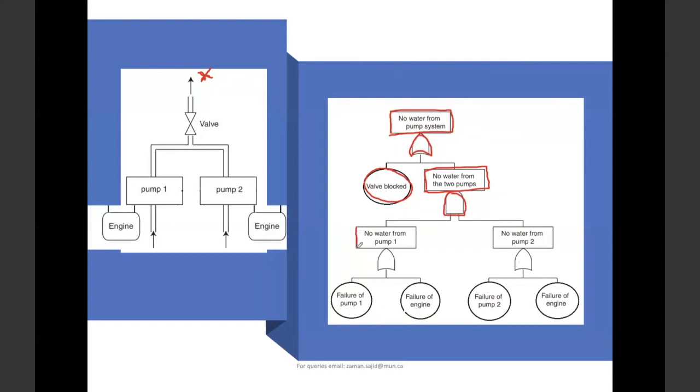And I can further classify these events, no water from pump one and no water from pump two, into the failure of pump one. It could be this failure or the failure of the engine, which causes this pump not to work. And a similar situation for my pump two, it could be the failure of pump two and it could be the failure of the engine. Again, as I'm saying, they are connected through an OR gate. That's what I'm using here for no water from pump two and a similar situation here for no water from pump one. This is my answer.